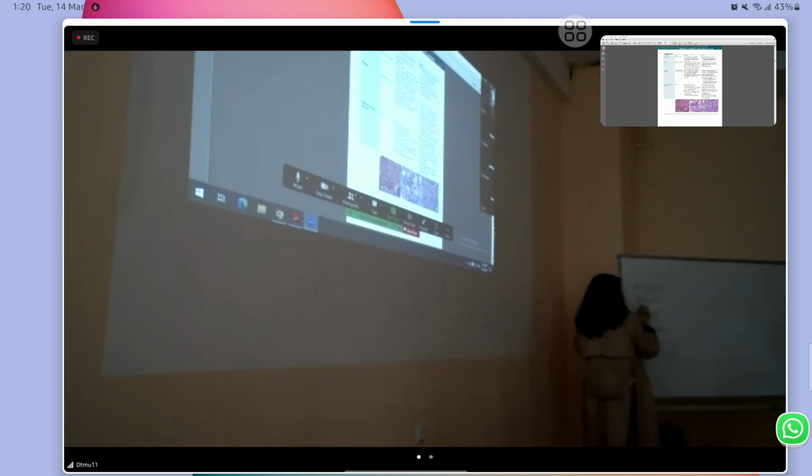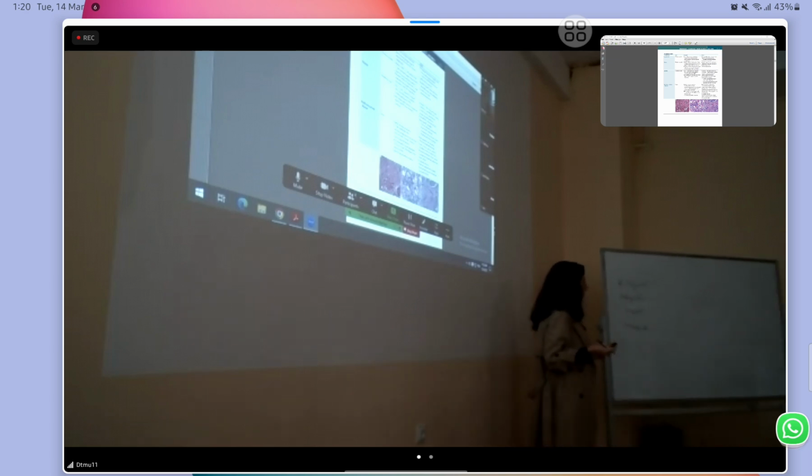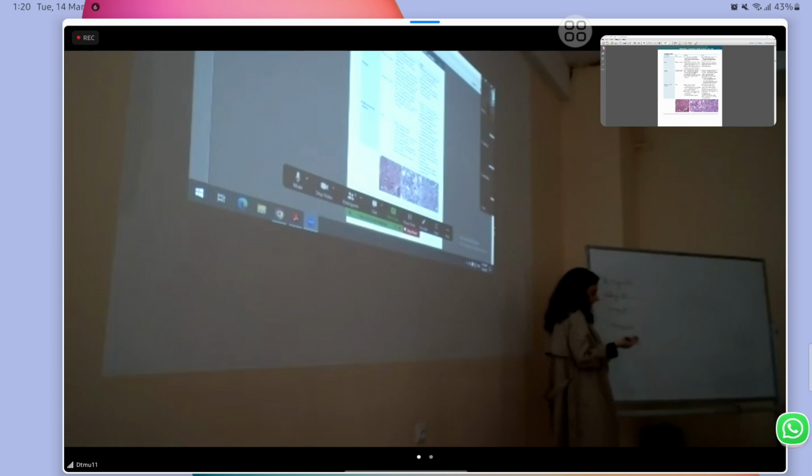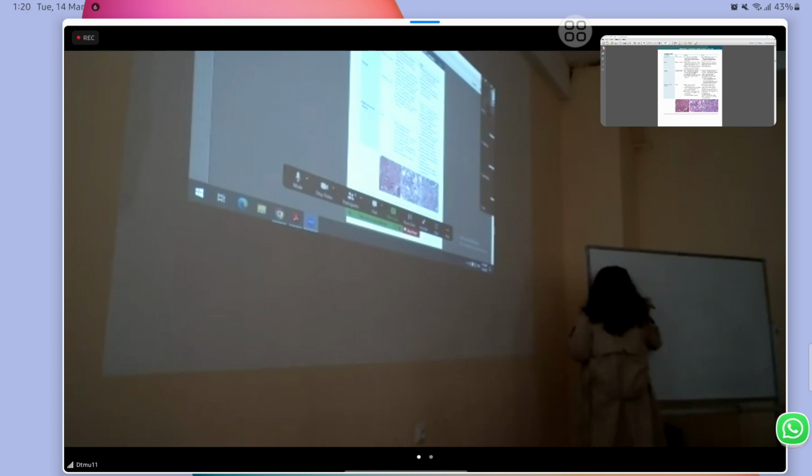Okay, let's start with autograft. If you have autograft, it means that you are transplanting the tissue from your own body. For example, if you have some kind of burn, you can take the tissue and the skin from another place and transplant it to the burned place. So autograft means from self.